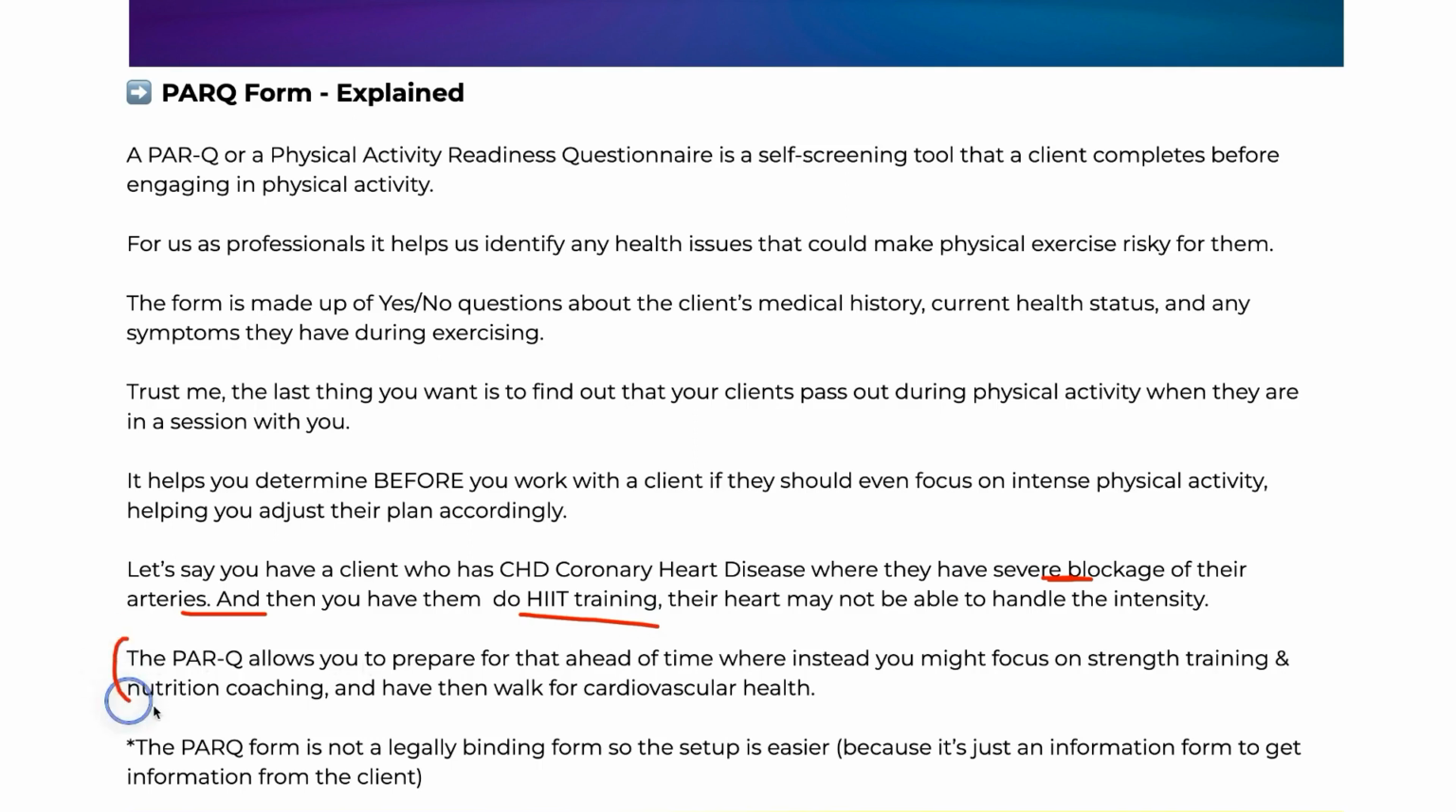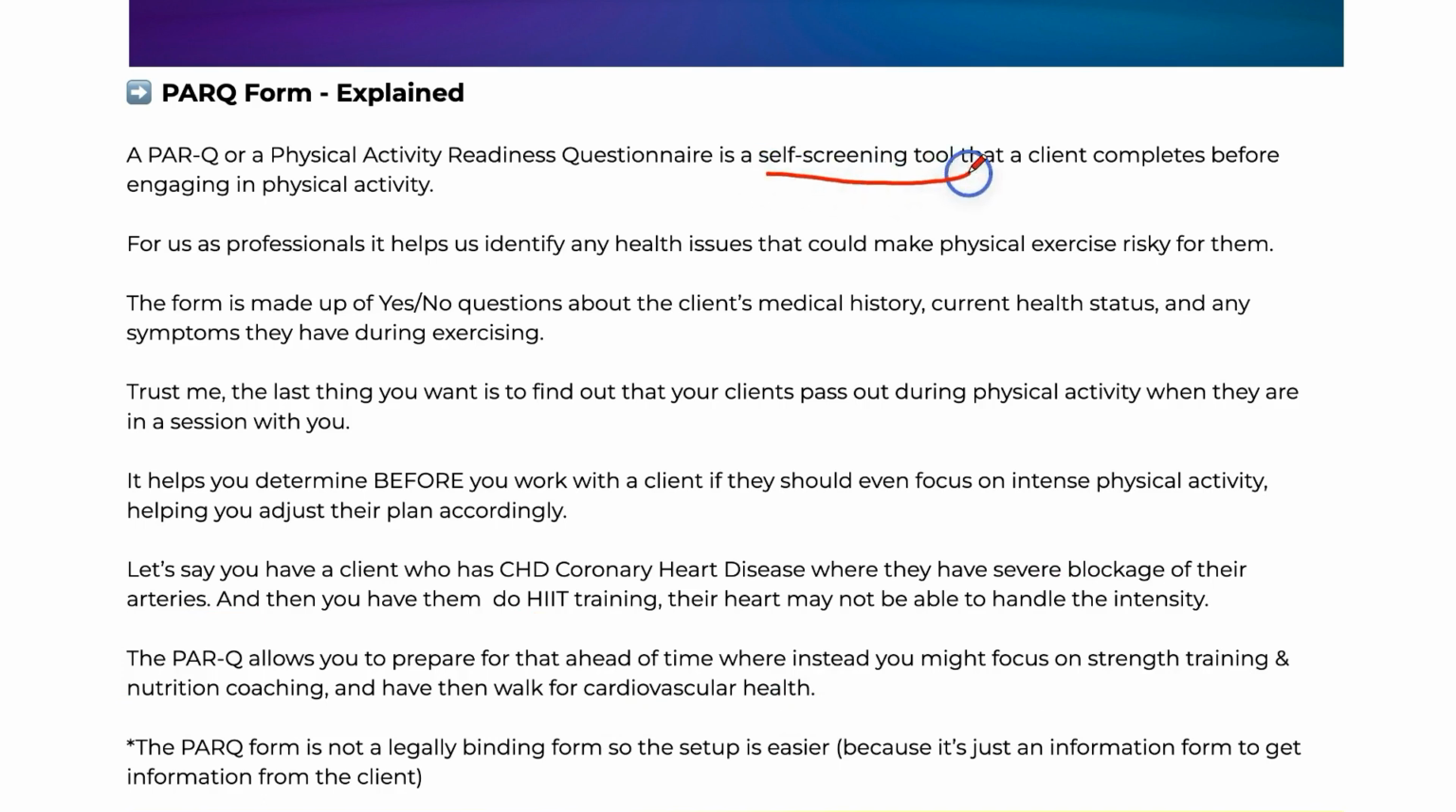So the PARQ allows you to prepare ahead of time, so you can say, you know what, instead we're going to focus on nutrition coaching, and then we're going to do walking instead of maybe strength training or HIIT training, etc.